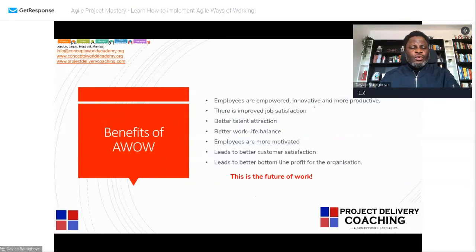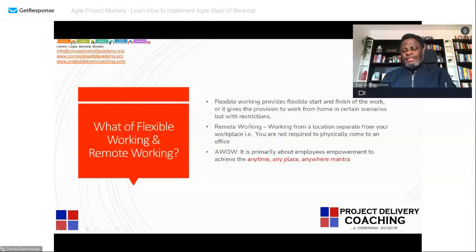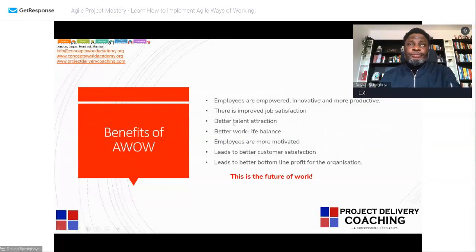All right. So, what are the benefits of agile ways of working? Employees are empowered, innovative, and more productive. They have improved job satisfaction. You can attract the best talent to your company.